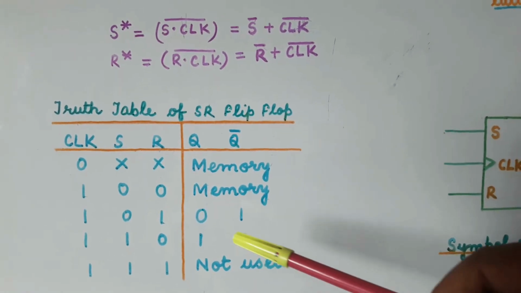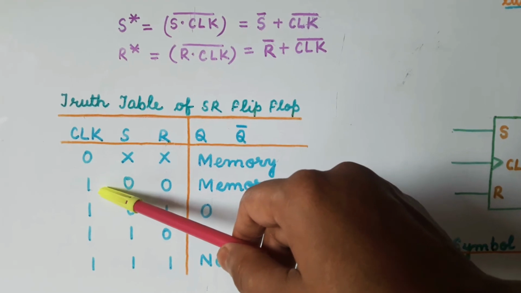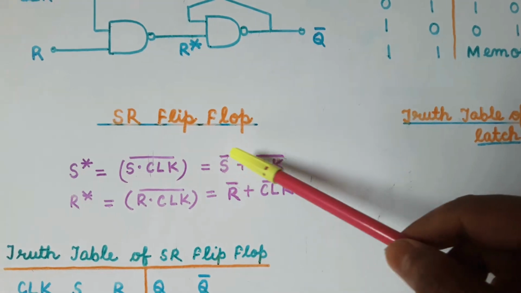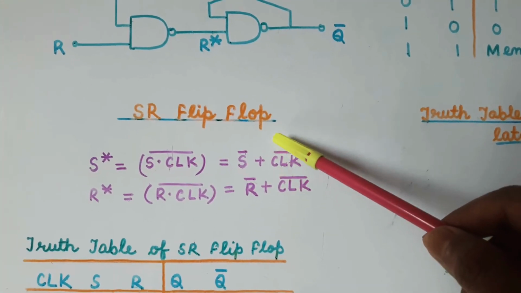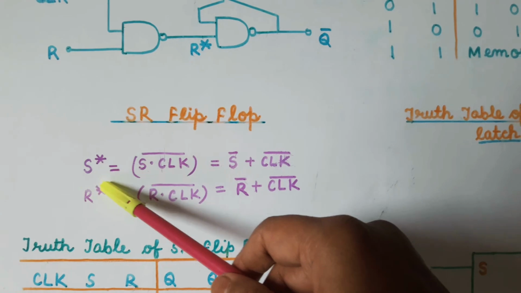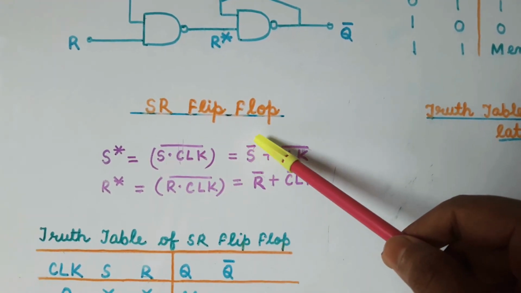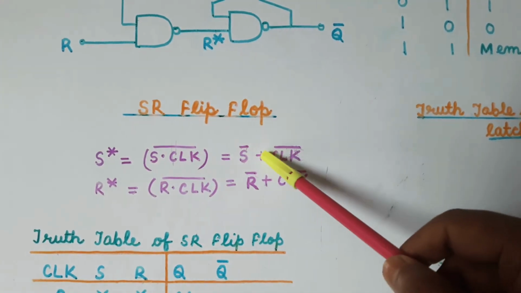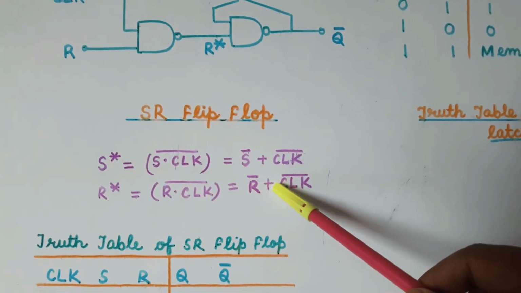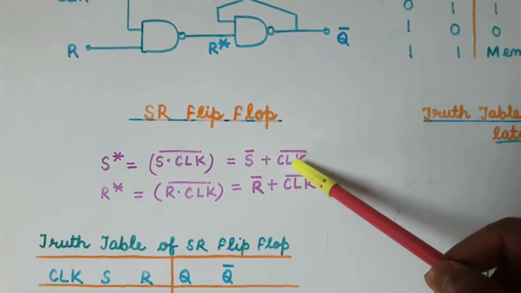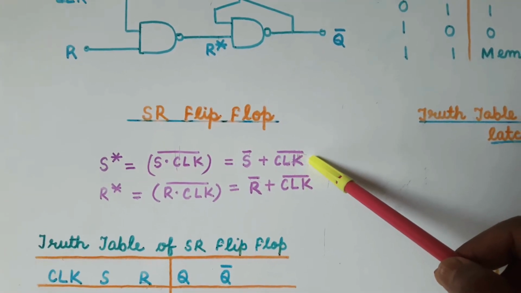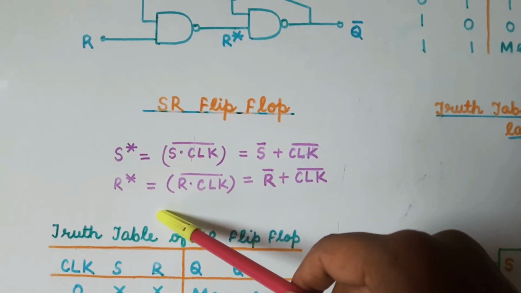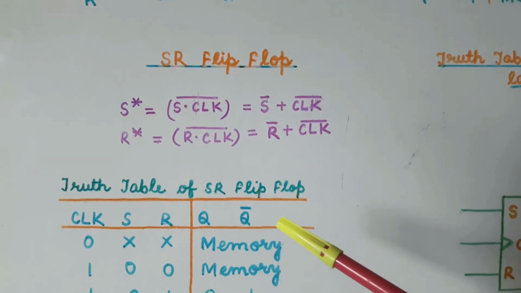Now, if the value of clock is 1, let us see what are the values of S star and R star. When the value of clock is 1, then 1 complement will be 0. So the value of S star and R star will be equal to S complement and R complement. That is, in this case we will get the value of S star as S complement and the value of R star will be equal to R complement, because the complement of 1 is 0. So the clock will have no effect on this S star and R star. So let us see what we are having in this case.